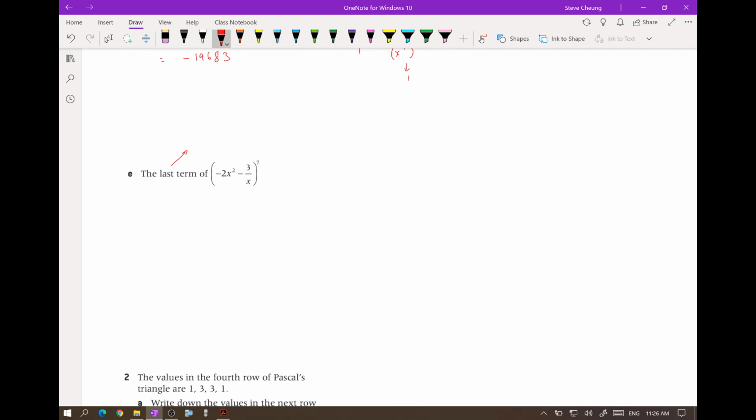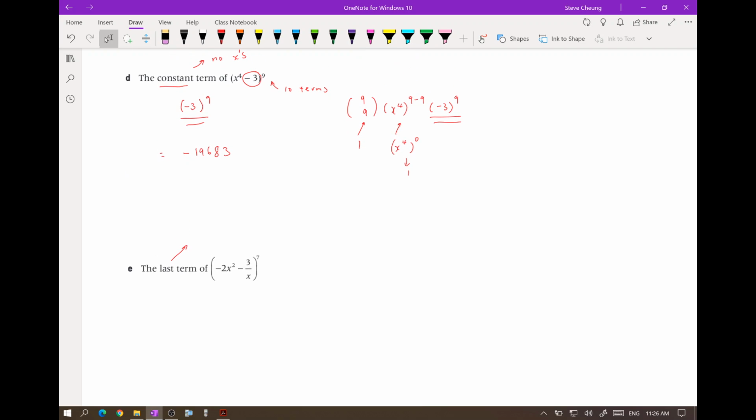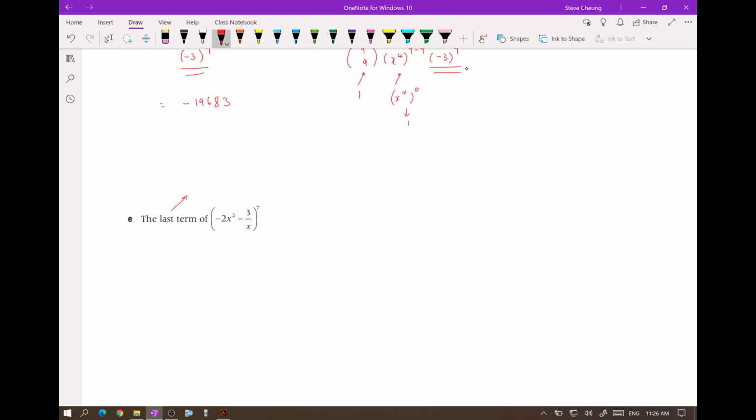Again, we have the last term, so you can think of this in one of the two ways again. Remember how the constant term in part D represents the last term all raised to the power of the entirety. So you can just use that.